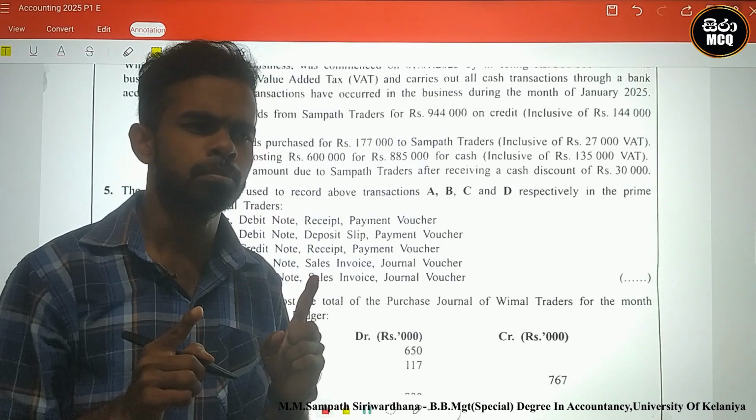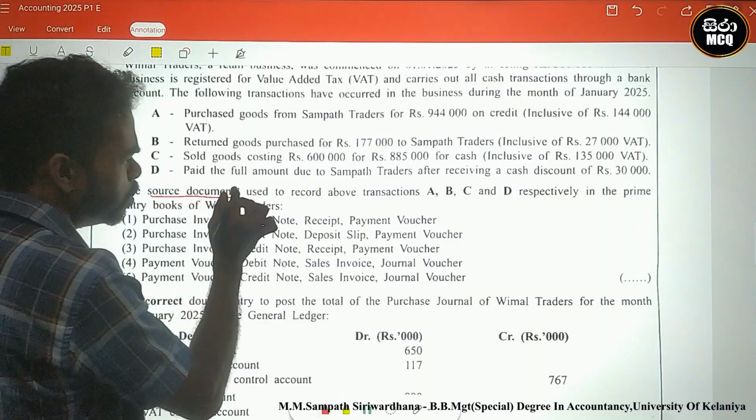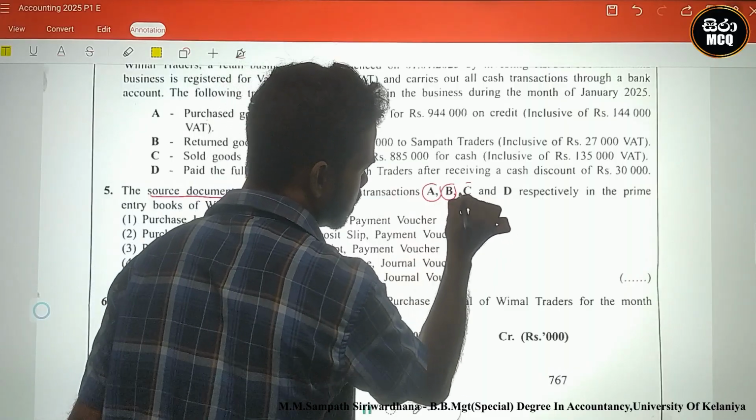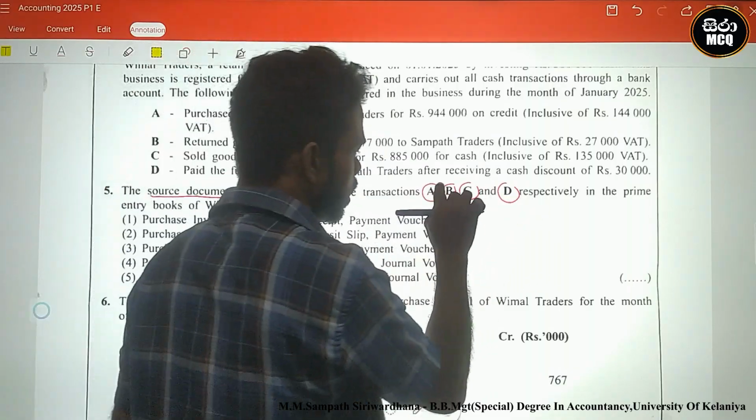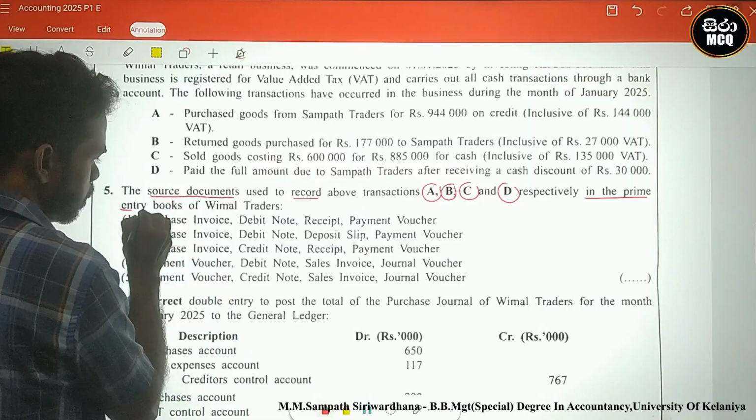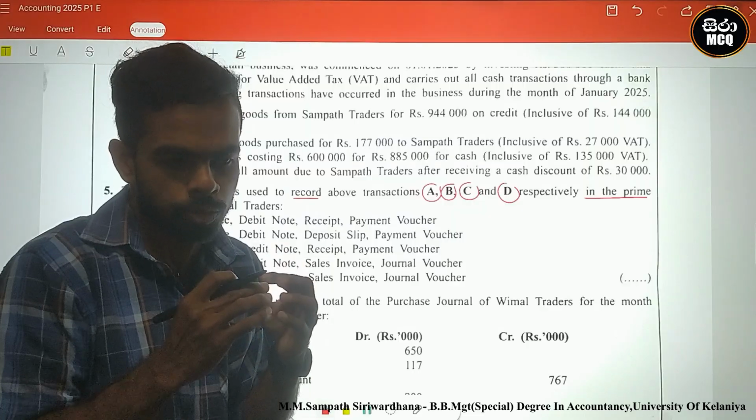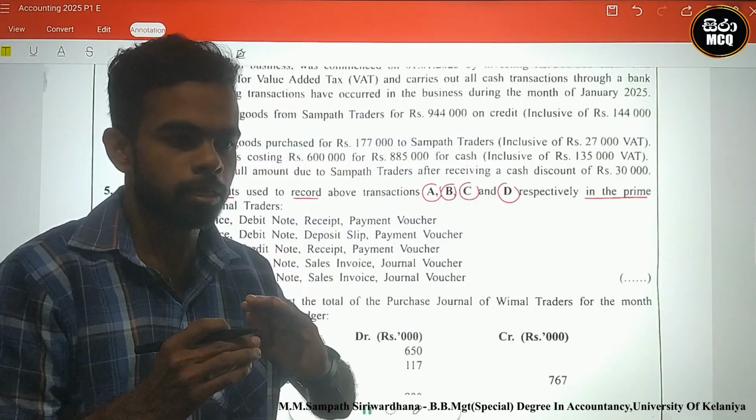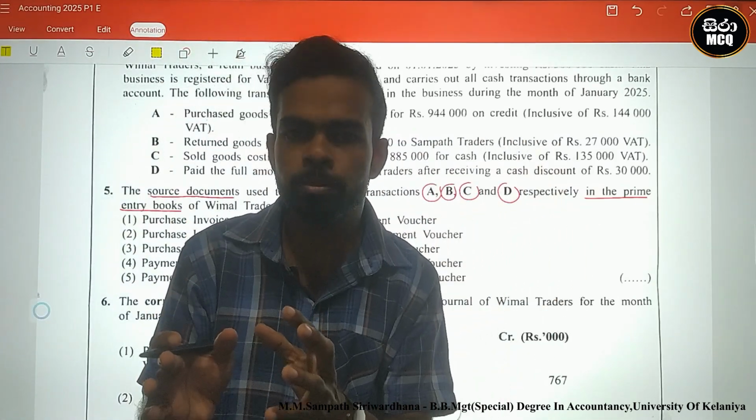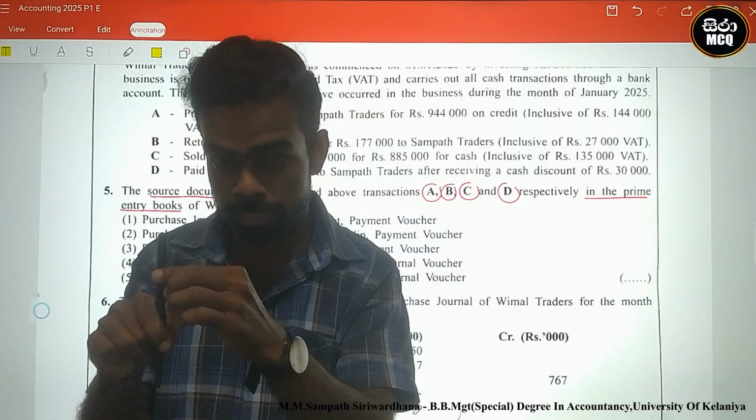What are the source documents? Payment voucher, sales invoice, purchase invoice, like that. Source documents are used to record transactions A, B, C, D respectively in the prime entry books of Vimal Traders. Based on the source documents, we must record in the prime entry books. What is the next step after the source document? Prime entry books. Source documents are the first step.